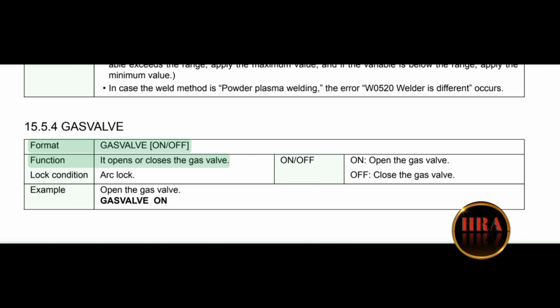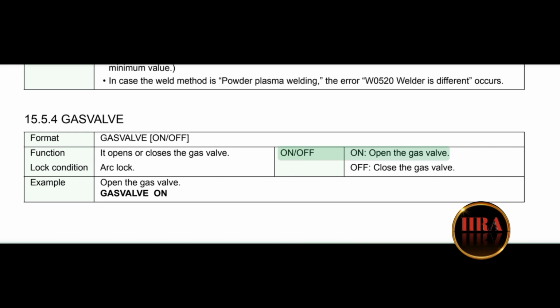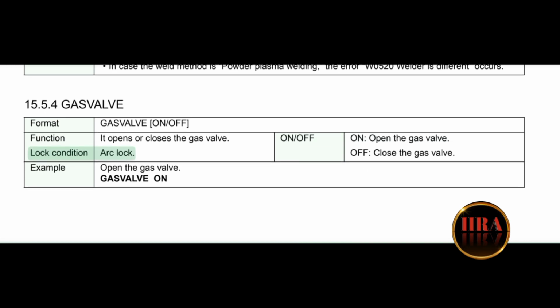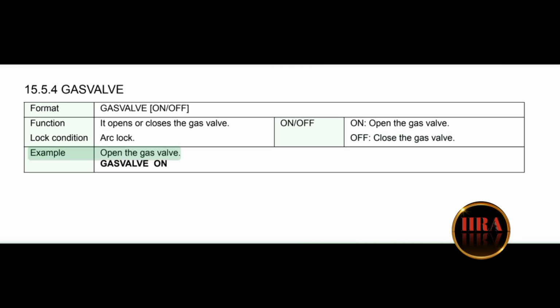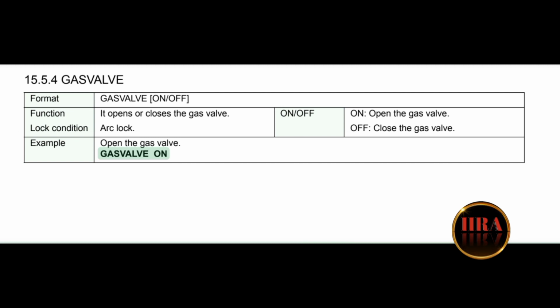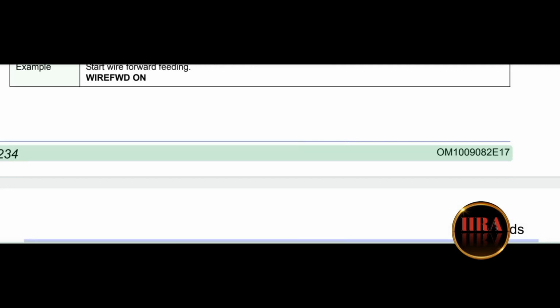Format: GASVALVE on, off. Function: it opens or closes the gas valve. On, off: on, open the gas valve. Lock condition: ARC lock. Off: close the gas valve. Example: open the gas valve. GASVALVE on. 234. OM1009082E17.